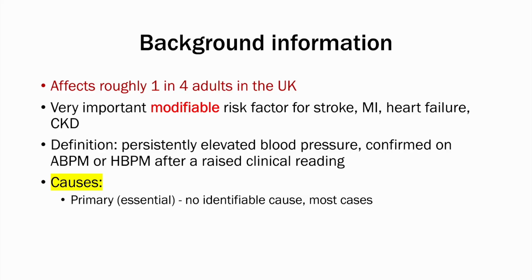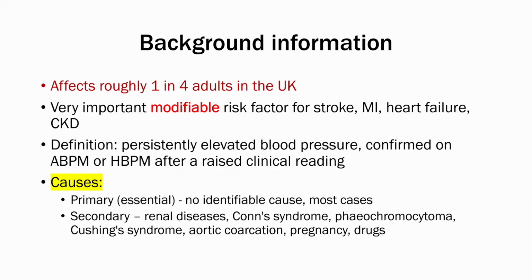The remaining 5 to 10% is caused by secondary hypertension. Renal disease, particularly renal artery stenosis and chronic kidney disease, are very common secondary causes of hypertension. There are also endocrine causes such as Conn syndrome, also known as primary hyperaldosteronism, which presents with hypertension and hypokalemia. Pheochromocytoma is another cause, and it causes episodic hypertension with palpitations and headache.